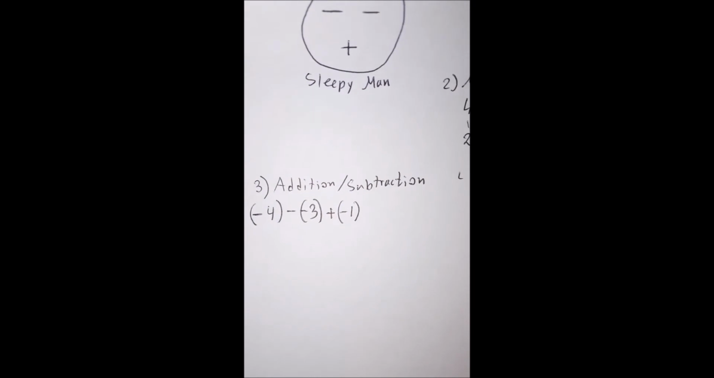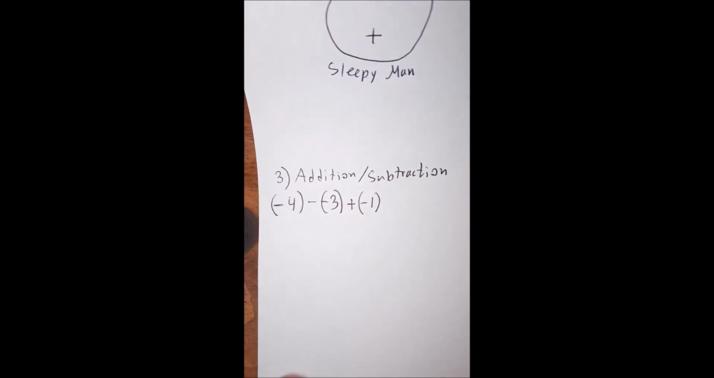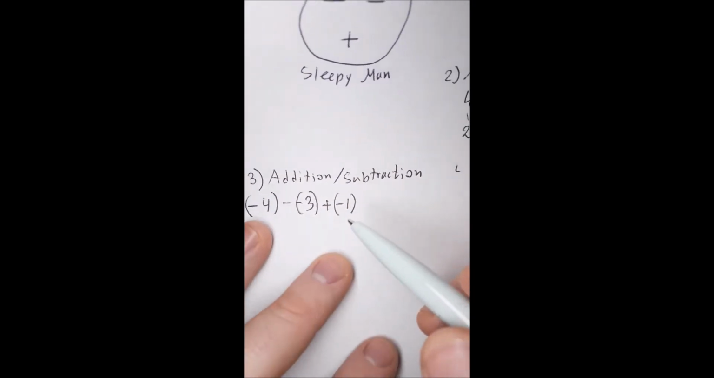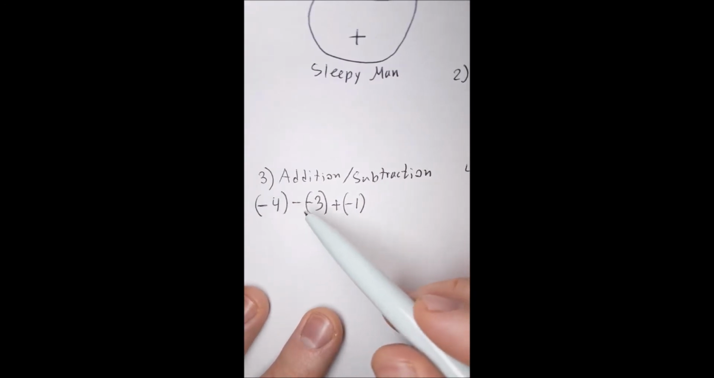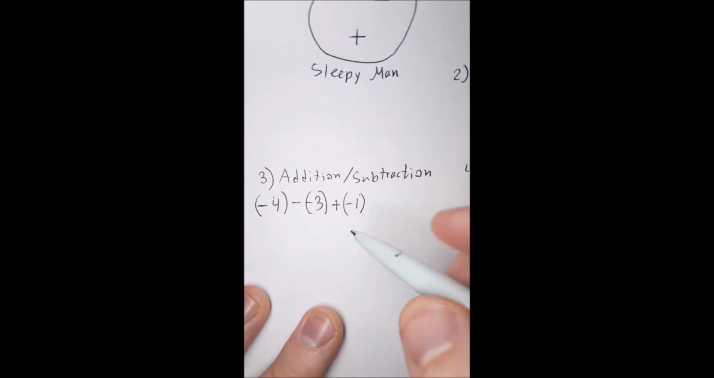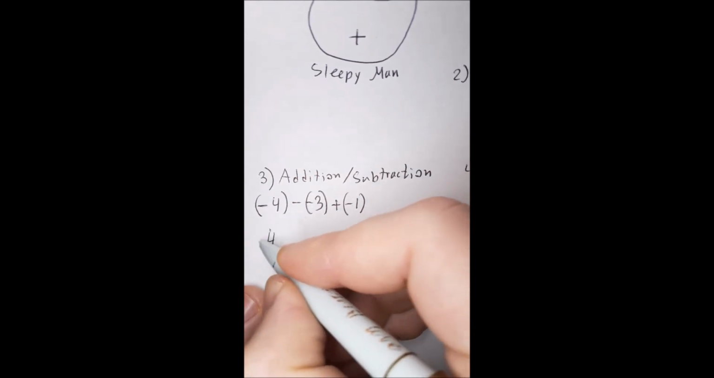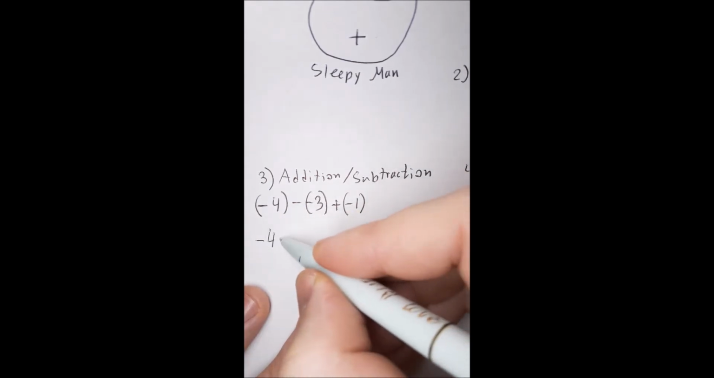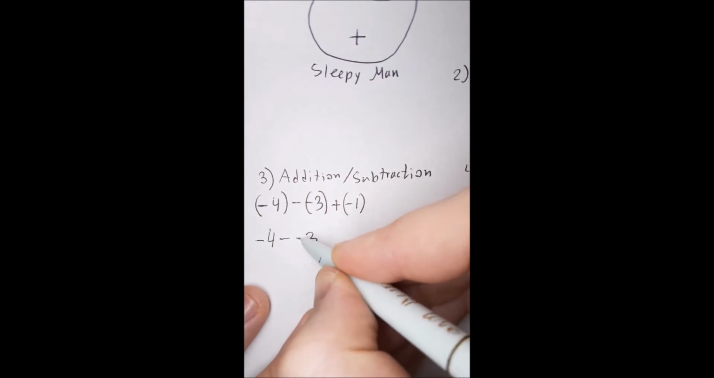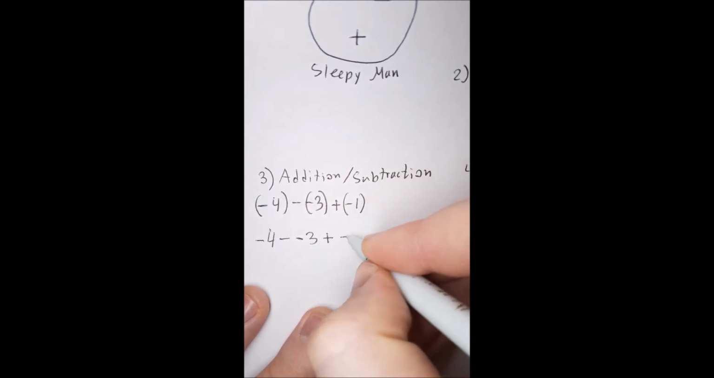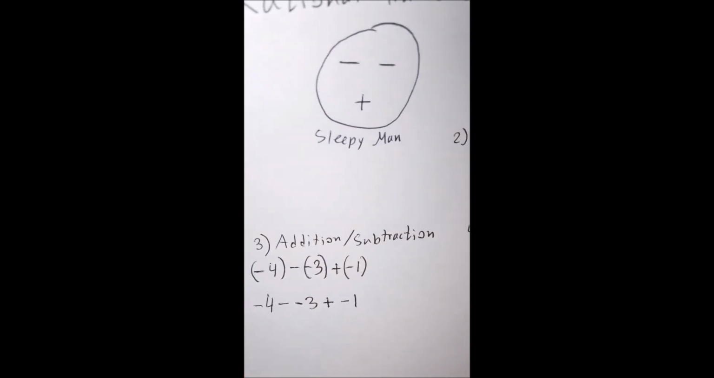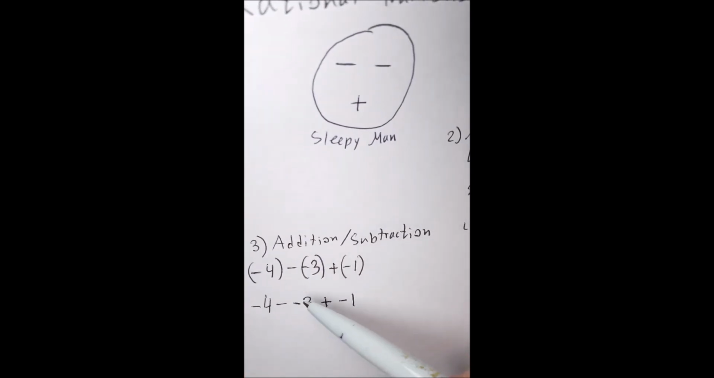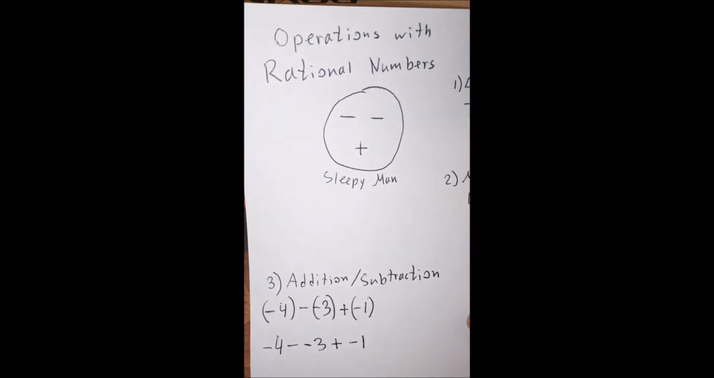Example 3 here is addition and subtraction. And this particular example is a little weird, and maybe confusing, because of the excessive amount of parentheses. Here's the trick. Let's do it the Russian way. It's negative 4 minus negative 3 plus negative 1. Do you see the problem with this one? Yes, too many double signs, and I don't like double signs, okay?